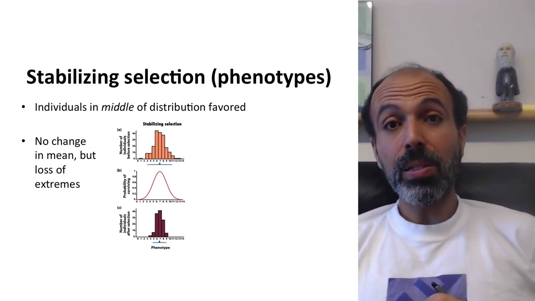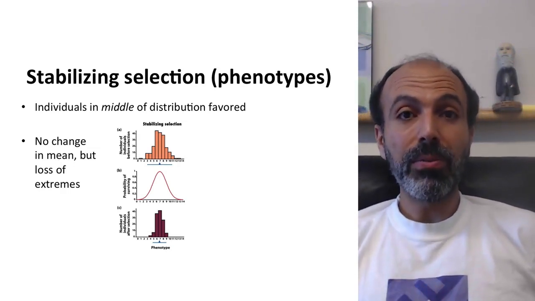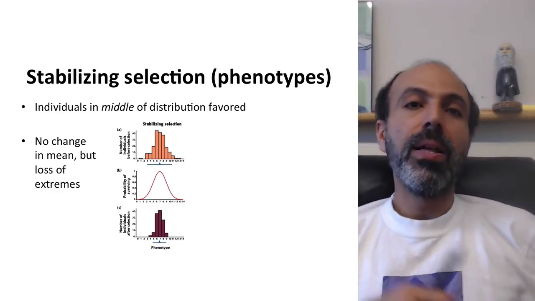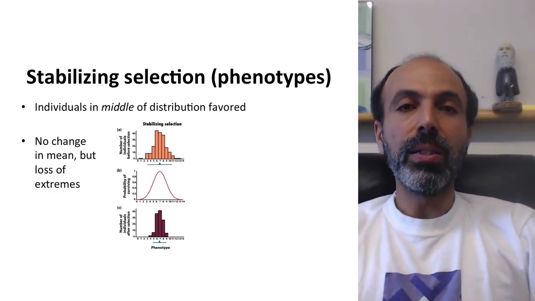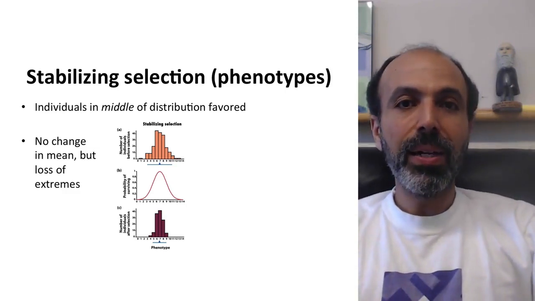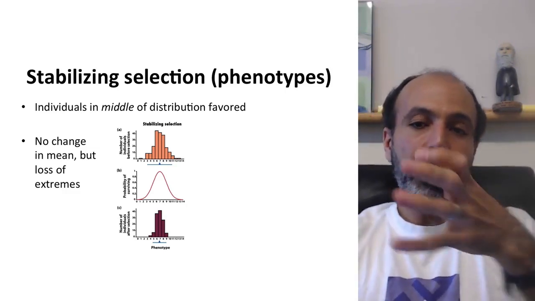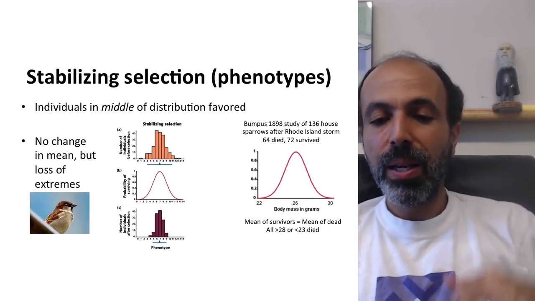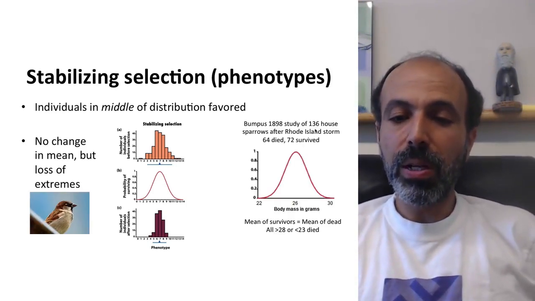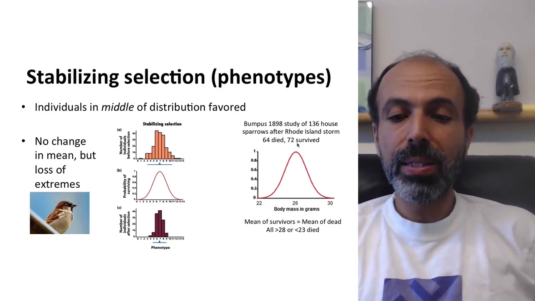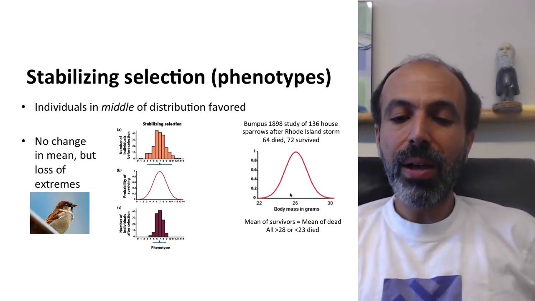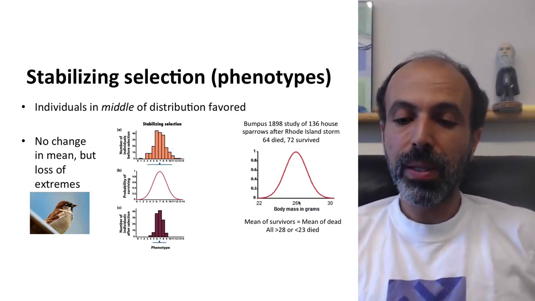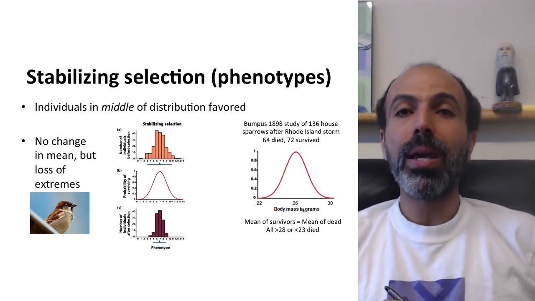In the late 1800s, a fellow named Bumpus lived up in New England, and he was interested in the sparrows that were found there. A big ice storm hit New England. Lots and lots of birds died. He went out there and brought back a lot of the birds that were sitting out there in the snow, not doing so well. And what he found, looking at these house sparrows, he brought in 136. 64 of them died and 72 survived. What he found is that the mean of the survivors and the mean of the dead was about the same. They were about 26 grams in size.